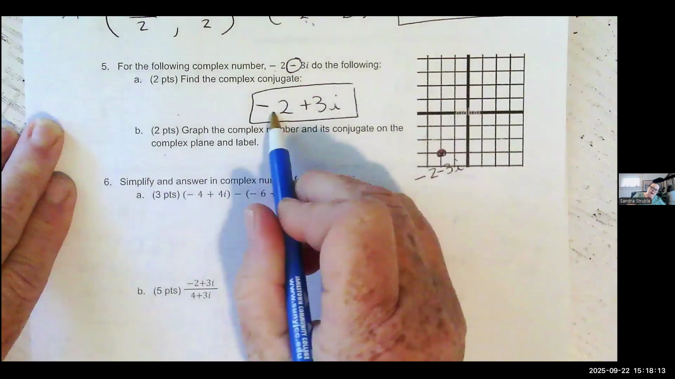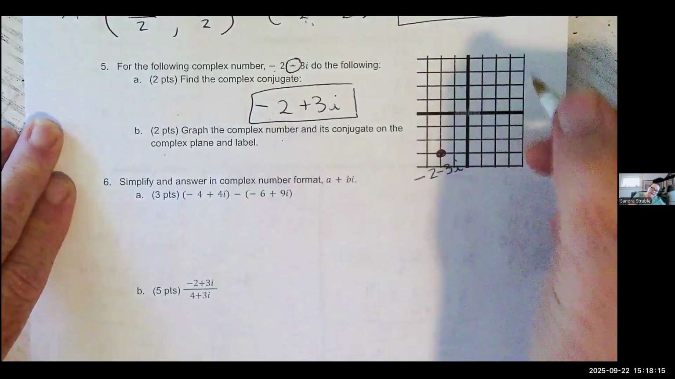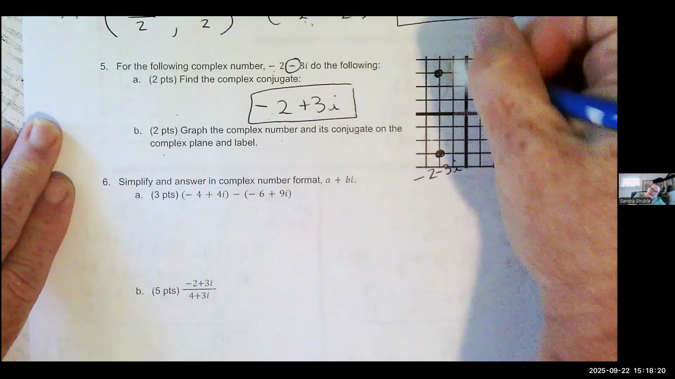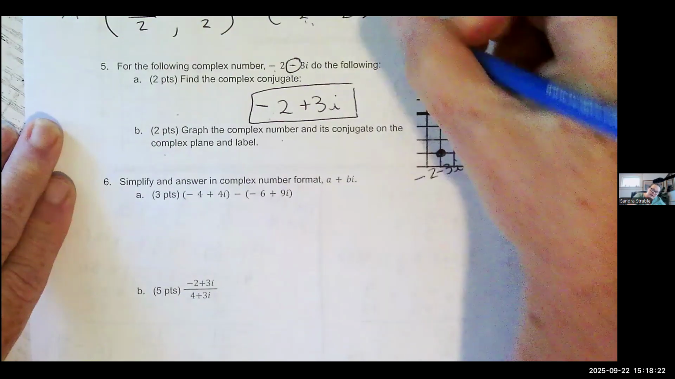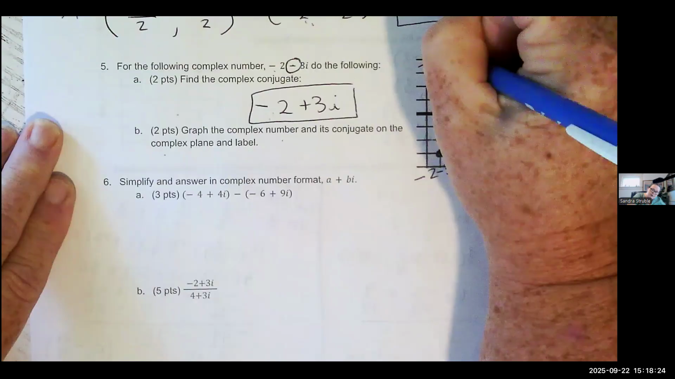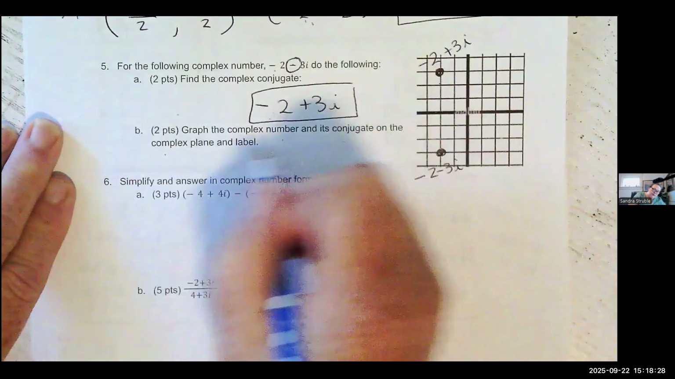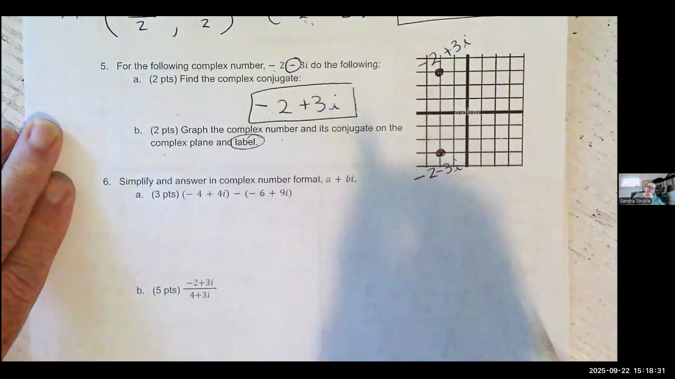Now I'm going to do my other complex number, the conjugate, and it's -2 and then up 3. Place a dot. You're not connecting these. You're just drawing them. And then label -2 plus 3i, because I did ask you to graph them and label them. And that was it for that.